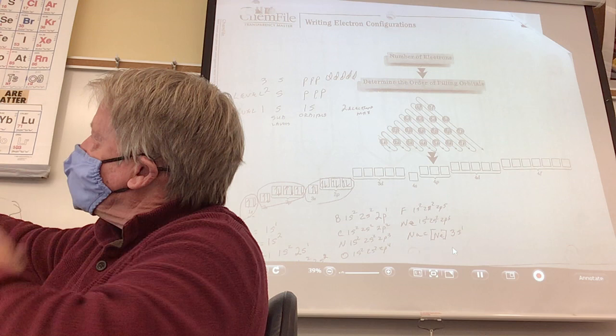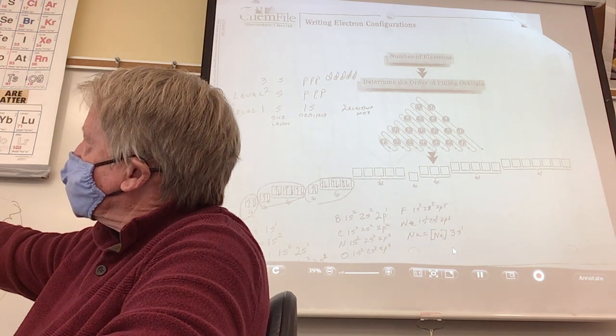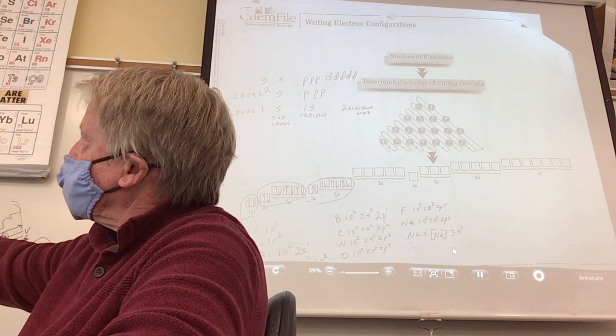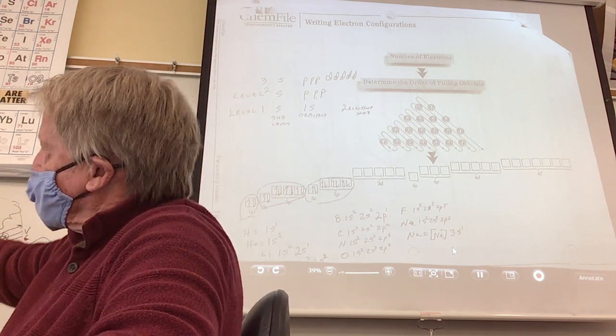So where does the 55th electron go when it goes 6s1, 6s2, and then, whoa, something strange is going to happen here. Lanthanum really does, I'm going to get rid of this.